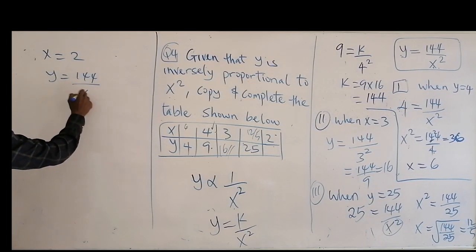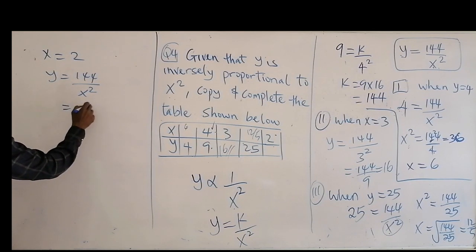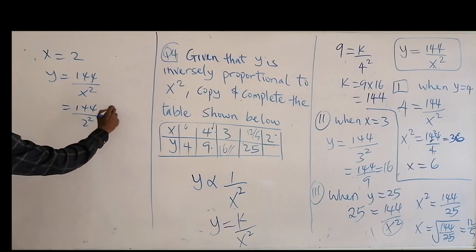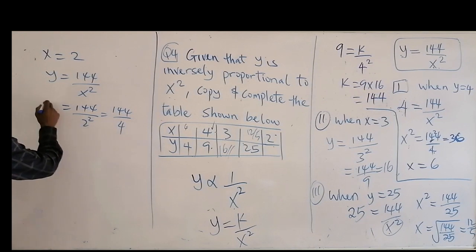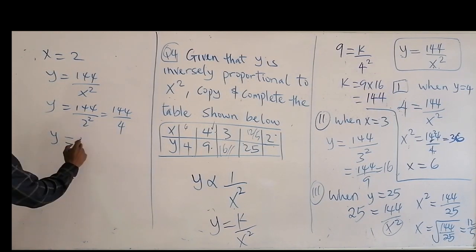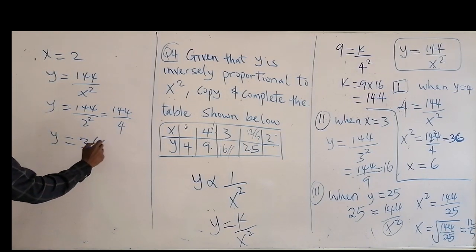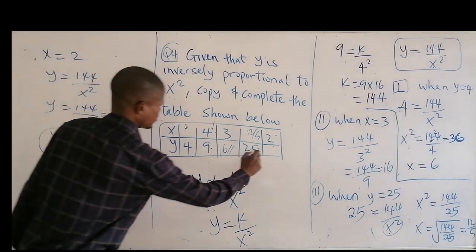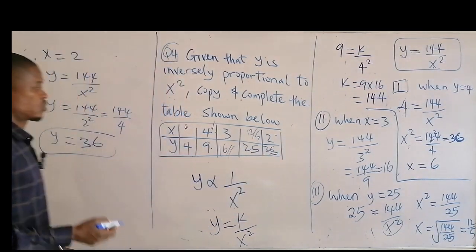Then we now have 144 over 2 squared. And that's 144 over 4. So that will give us 36. So this place is 36. And that finishes that question.